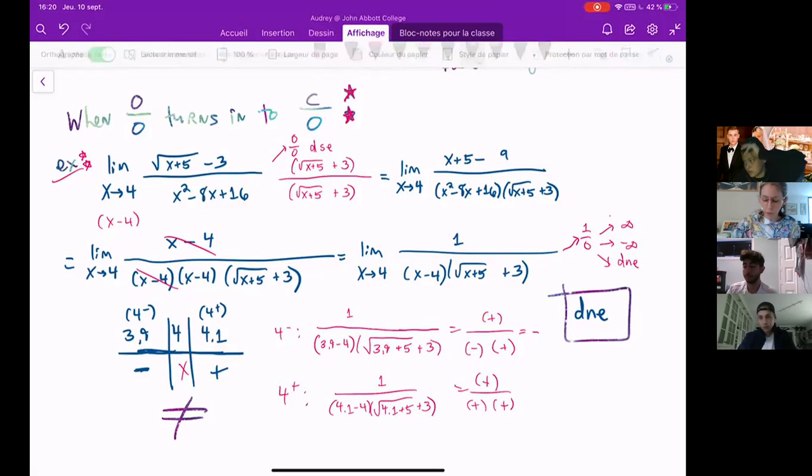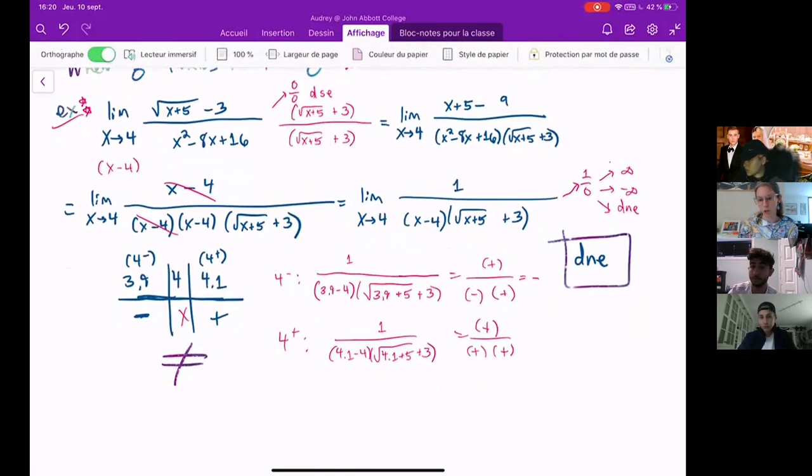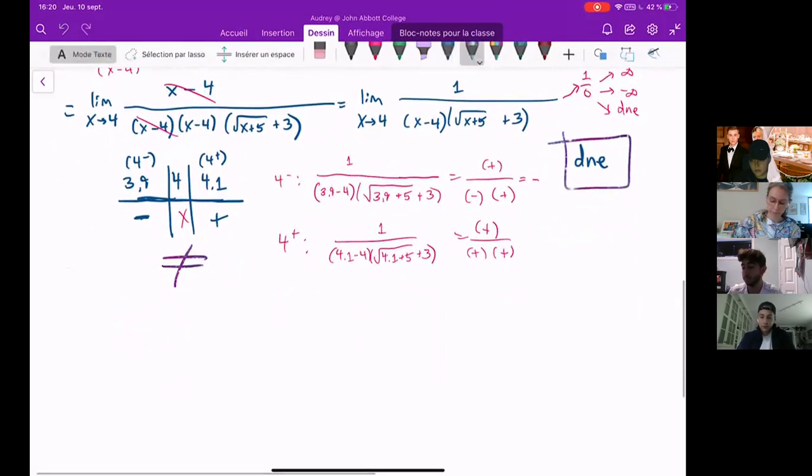Good. So from your group work, I noticed that a lot of you seem to be having trouble with the clearing denominators questions. So I'm going to do a clearing denominators question that has 0 over 0 turn into a constant over 0, and then we're going to move on to the next problem, or the next topic.